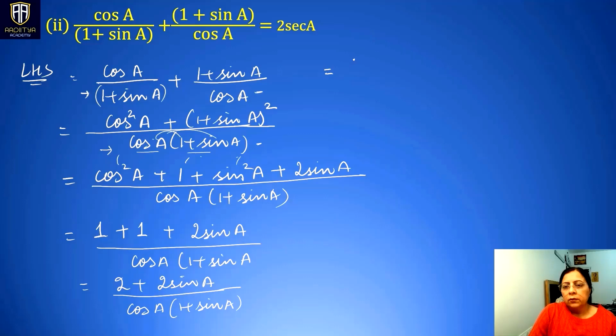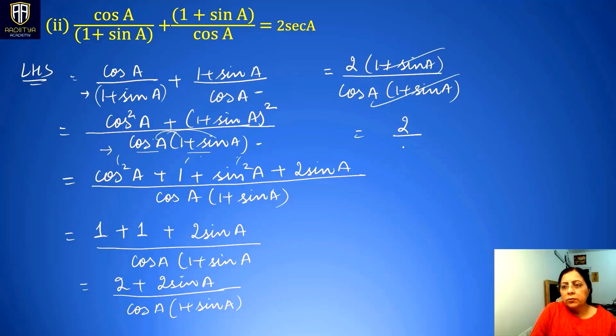Now here I take 2 common. In bracket I have 1 plus sine A. In denominator we have cos A 1 plus sine A. Now you can see it here. This bracket is common. So we have reduced this and we get 2 upon cos A, which is 2 secant A, and this is RHS. Right?